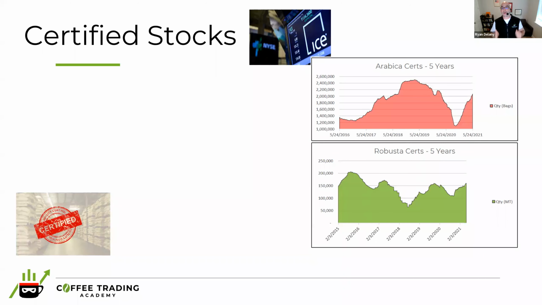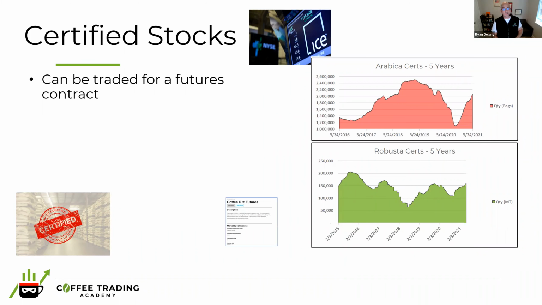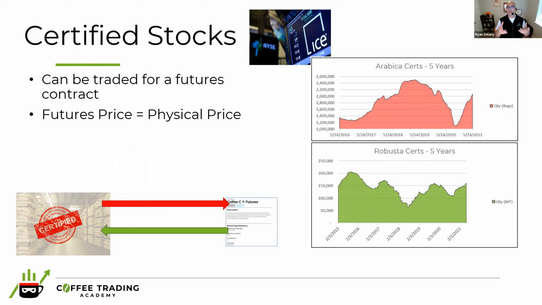Now, the certified stocks are a special case of inventory. Certified stocks are special because they can be exchanged for a futures contract, either selling or buying. If you own physical certified coffee, then you can sell a future and deliver your certs for that. Or if you buy a future, you can hold on to it and accept delivery of certified coffee. This is important because it keeps the futures price real with the physical price. They have a correlation because of this mechanism. Therefore, the supply of certified inventory is going to be particularly useful for us to determine the fair value of the price of coffee, and especially the futures market.